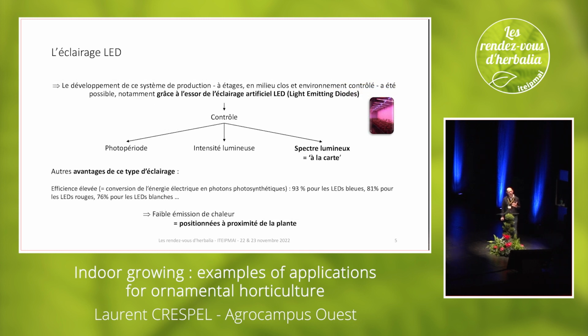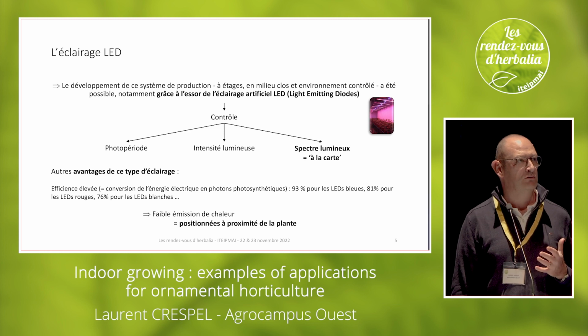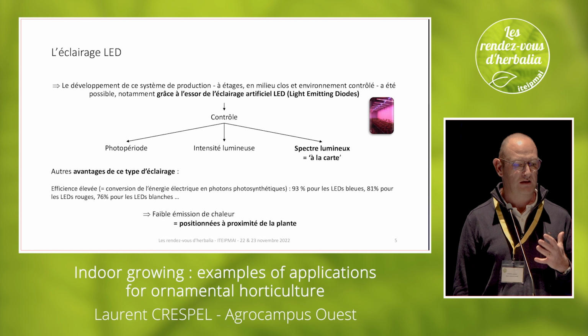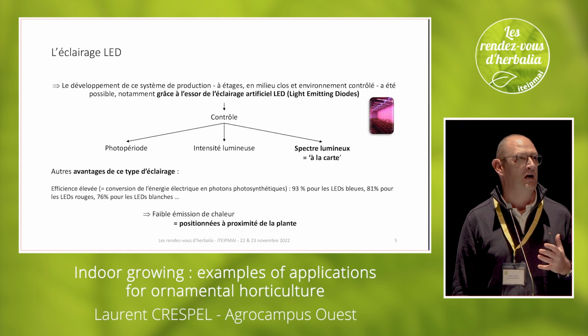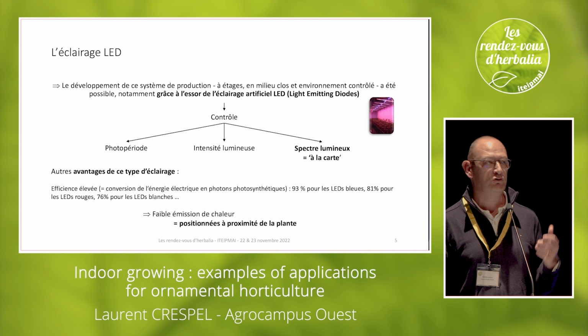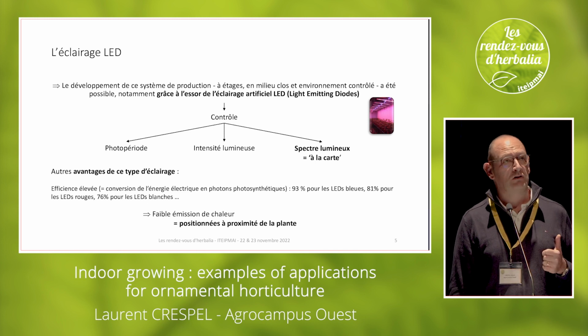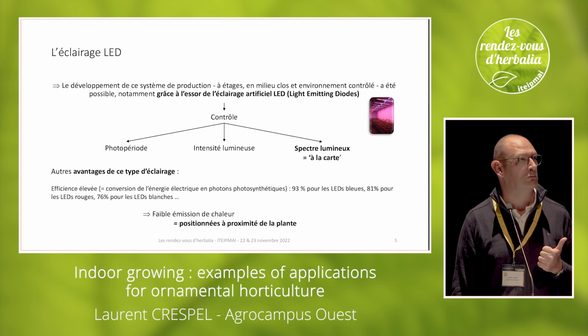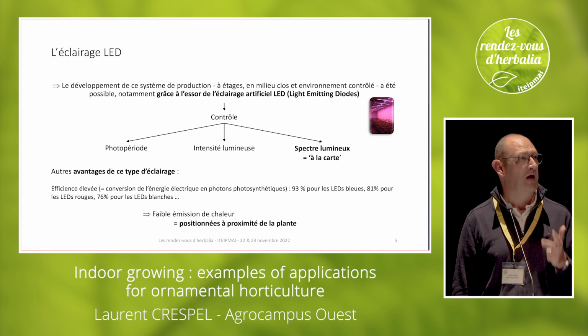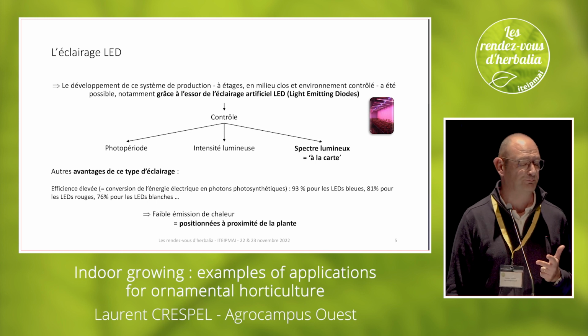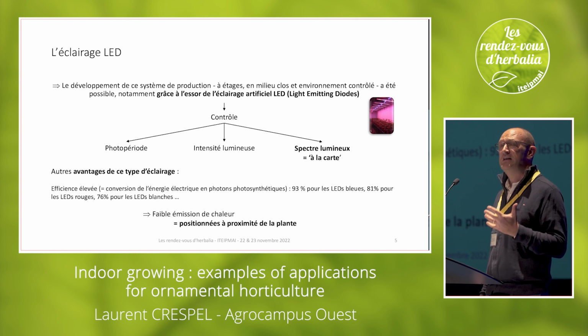This production system got developed thanks to one specific technology, which is pretty recent in the history of horticulture. It's the LED lighting. So this has been developed for horticulture for the past few years, and it has replaced the sodium vapor lighting. So advantages of LED, light emitting diodes. It enables us to control the photophase, the light intensity, and also the light spectrum, which was not possible with the previous lamps because they had a fixed spectrum.